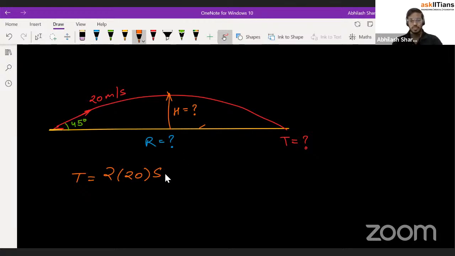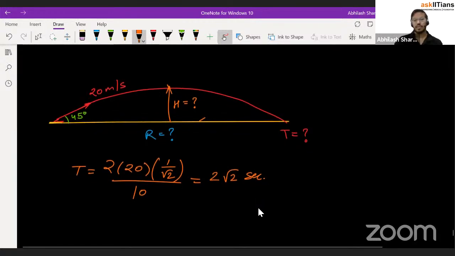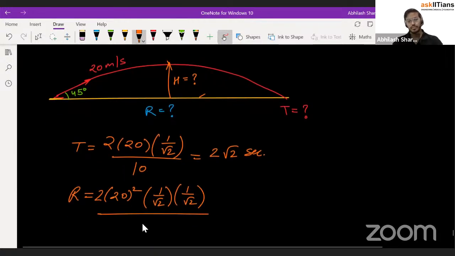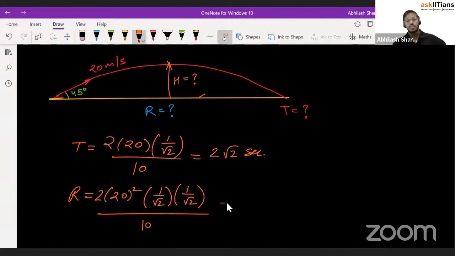Yes, Samiksha, it is correct. 2u sine 45 by g, which is 10. This is 4 by root 2, or you can say 2 root 2 seconds. Now let's see the range. Range is u square, sorry, 2u square sine 45 cos 45 by g. That's just 40 meters.